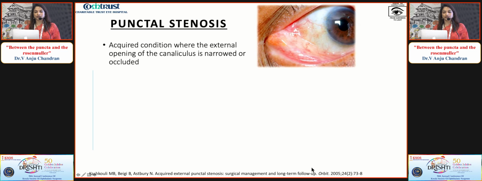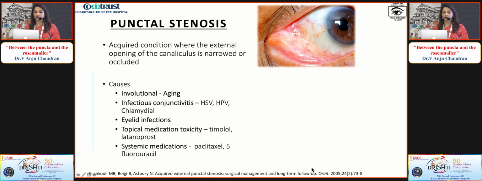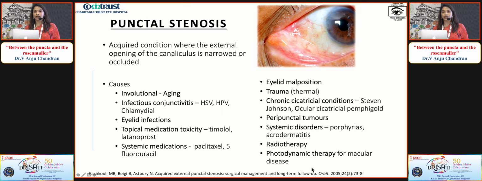Most of our OPDs are flooded with patients who complain of watering, and you will definitely not miss this, which is punctal stenosis. It's basically an acquired condition where the external opening of the canaliculus is narrowed or occluded, and may or may not be associated with canalicular wall stenosis as well. The causes are numerous, such as aging, infectious conditions that affect the conjunctiva and eyelid, and very commonly topical medications; you will get referrals from your glaucoma counterparts, and patients who are on systemic medications, especially for oncology purposes. And there are several other conditions like malposition, trauma, and so on.